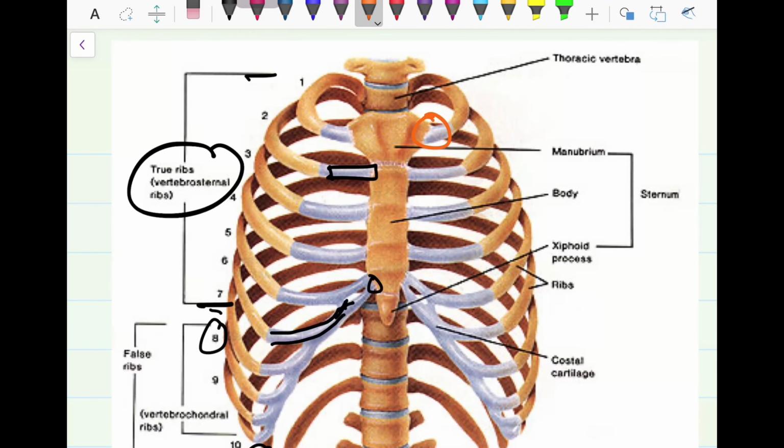But for the 1st and 10th rib, these are atypical ribs, and here the head of the rib articulates with the corresponding vertebral body, and the tubercle of the rib with the transverse process of the corresponding vertebral body. And for the 11th and 12th rib, there is only one articulation, that is the head of the rib to the corresponding vertebral body.